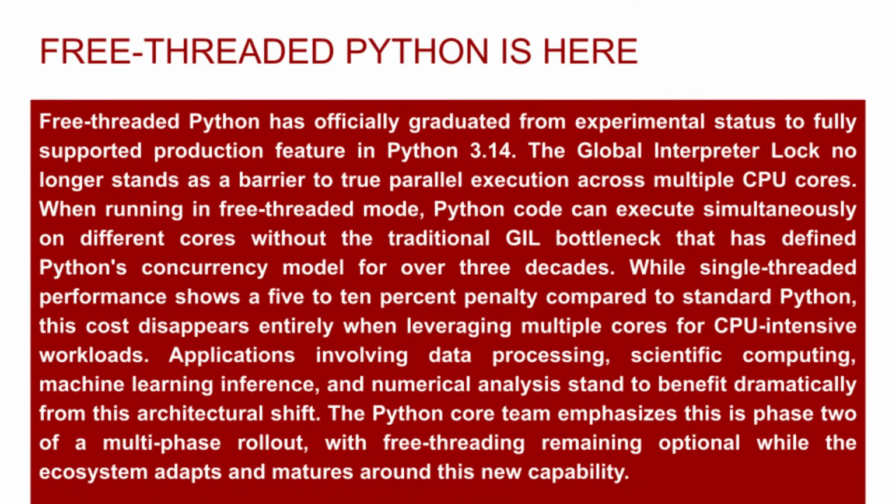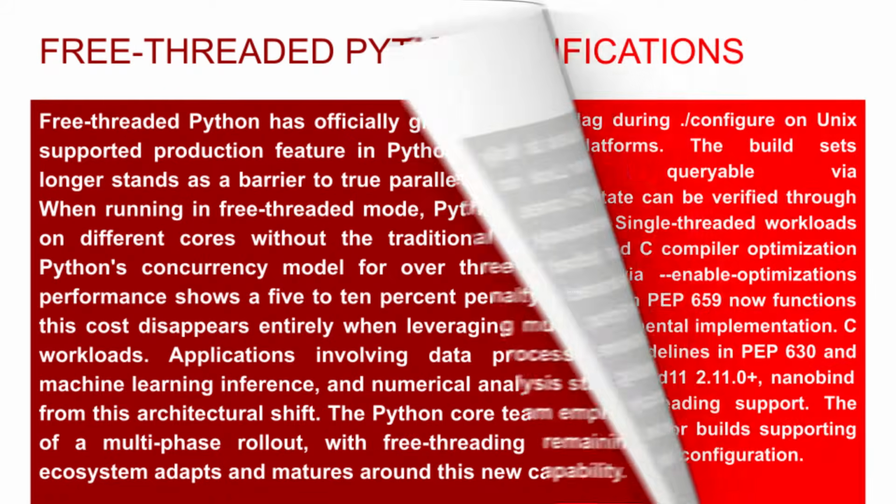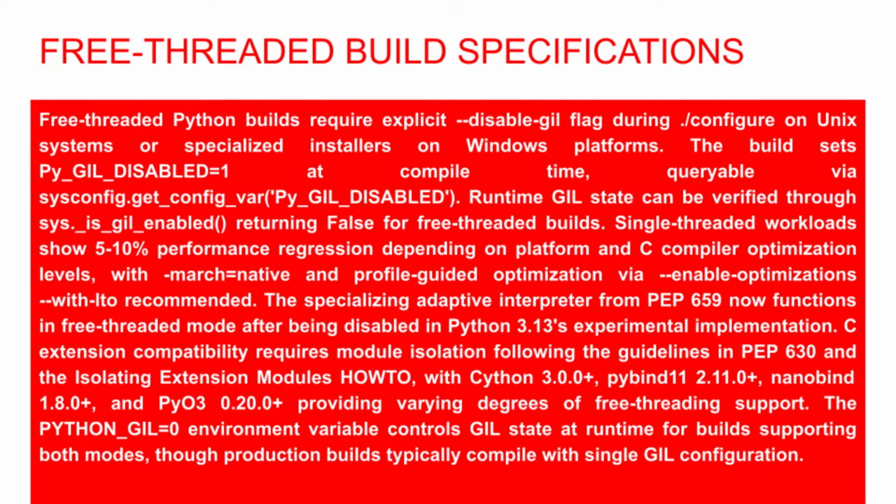The headline feature, and I mean the feature everyone's been waiting for, is that free threaded Python is now officially supported. This isn't experimental anymore. This is production ready, battle tested, and backed by the Python core team. What does free threading mean? Simply put, your Python code can now truly run on multiple CPU cores simultaneously without the global interpreter lock getting in the way. Now, there's a performance trade off you should know about.